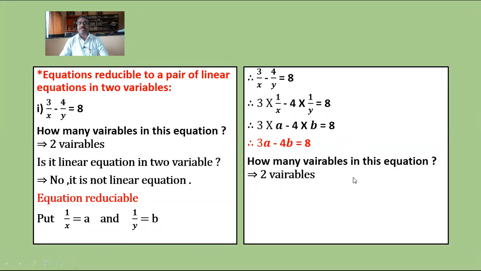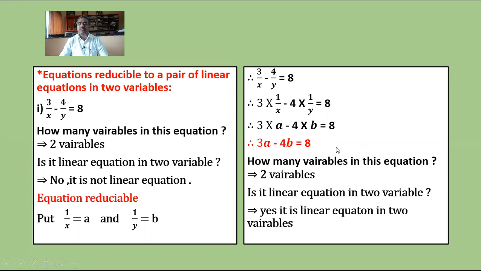How many variables in this equation? There are two variables a and b. Is it a linear equation in two variables? Yes, 3a minus 4b is equal to 8. This is a linear equation in two variables because there are two variables and degree is 1. Therefore, 3 upon x minus 4 upon y is equal to 8, this equation is reducible to a pair of linear equation 3a minus 4b is equal to 8.